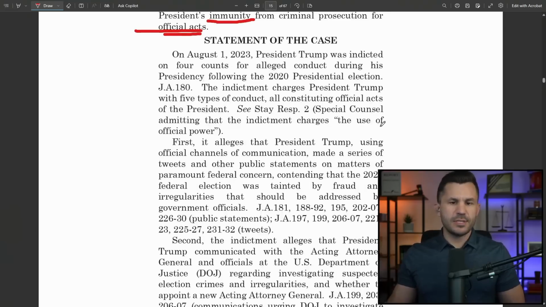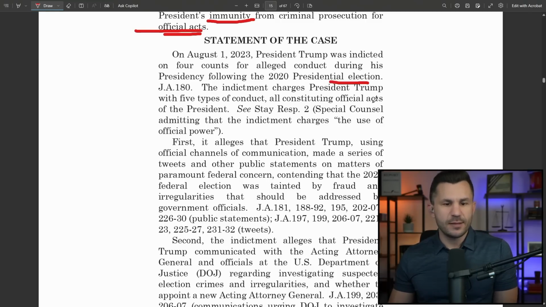Now, they give us a statement of the case. They tell us on August 1st, 2023, President Trump was indicted on 4 counts for alleged conduct during the presidency following the 2020 election. Now, the indictment from Jack Smith charges Trump with 5 types of conduct, all constituting official acts of the president.